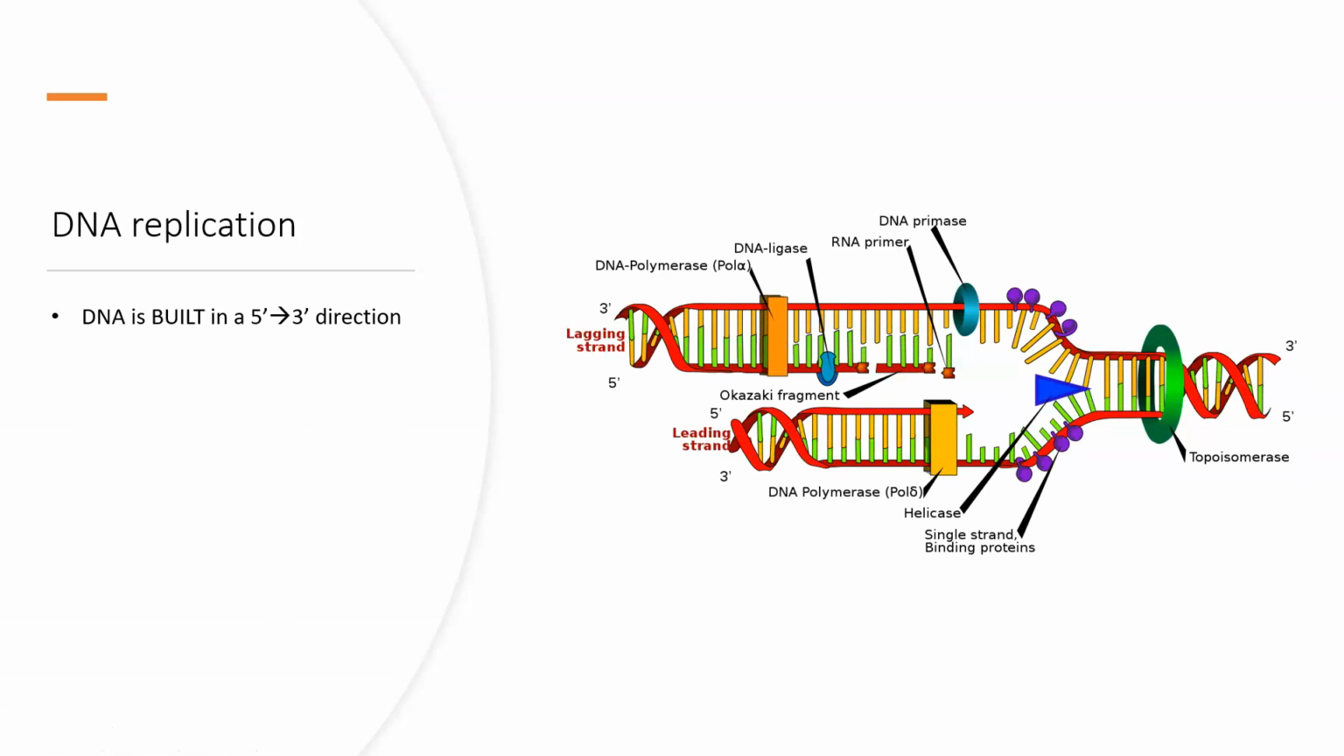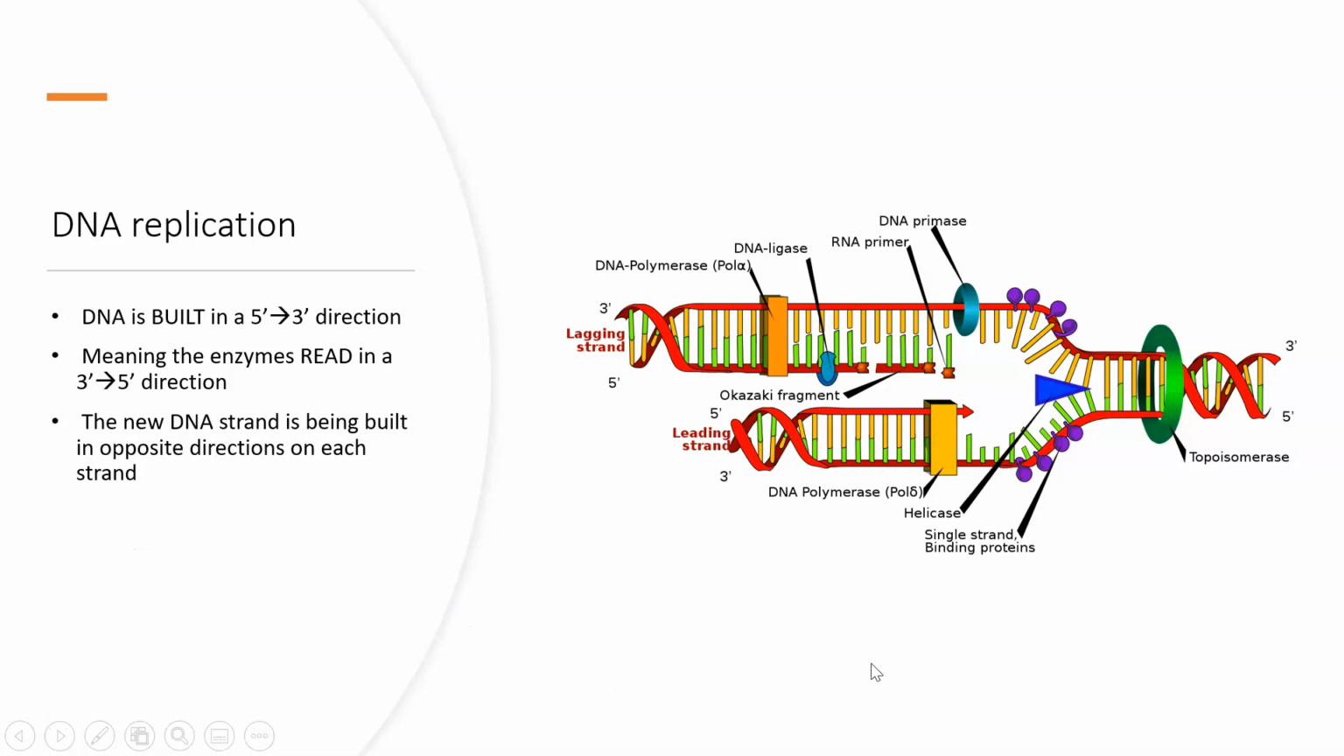Alrighty, so when we think about DNA replication, we need to remember that DNA is built in a 5' to 3' direction. So remembering 3' is our hydroxide end, 5' is the phosphate end. We are moving from a 5' to 3' direction. So what this means is the enzymes read in a 3' to 5' direction. So it's the opposite. They're reading 3' to 5' and then it's built the opposite because they're doing a base pair, remember. New DNA strand is being built in opposite directions on each strand.